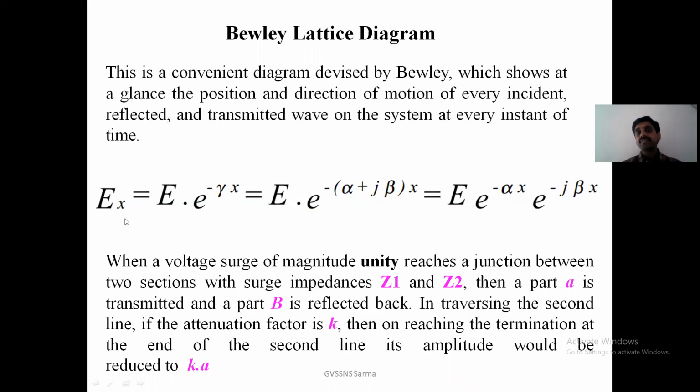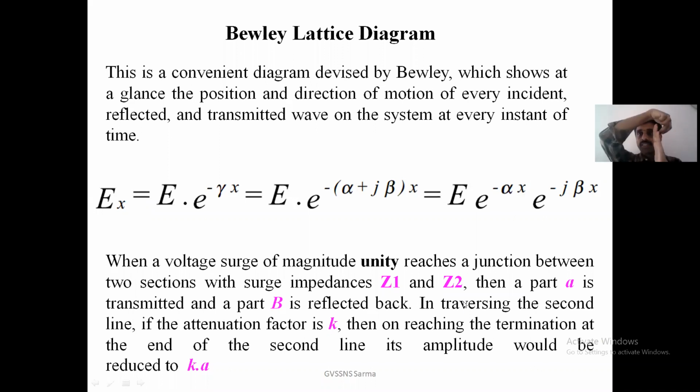So we can write Ex is equal to E into e power minus gamma x, where gamma is equal to alpha plus j beta. Alpha and beta I already told, and the reflection and transmission coefficients. These are defined when a voltage surge of magnitude unity reaches a junction between two sections with surge impedances Z1, Z2.